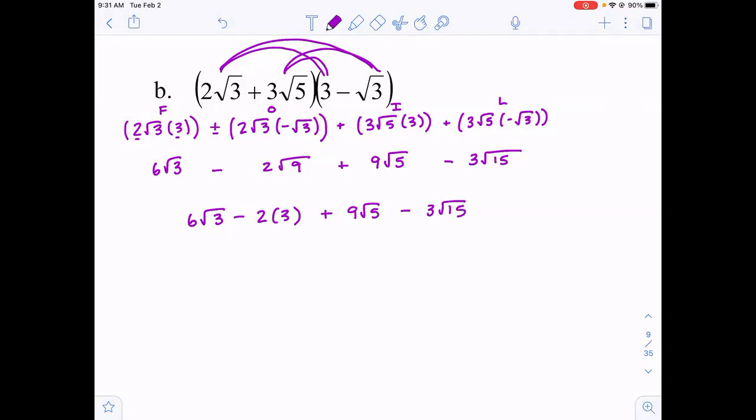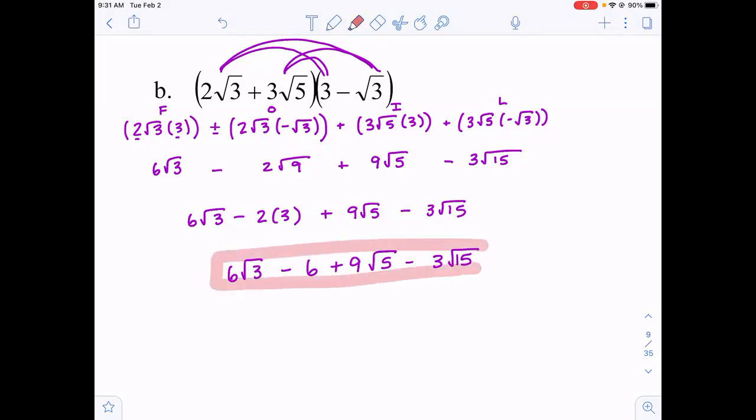Okay, so the only thing I can continue to simplify is 2 times 3. So I get 6 root 3 minus 6 plus 9 root 5 minus 3 root 15. And that's our answer, because we cannot combine anything together. Square root of 3, square root of 5, square root of 15, they're all different radicals, so we can't combine any together. I can't simplify anymore, so we are done.